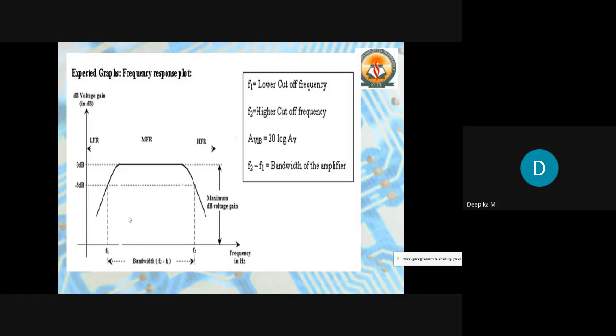What we can observe from this graph is that the gain is going to be constant in this mid frequency range. In this frequency range you can see the gain is almost constant. This is nothing but the bandwidth, and outside the lower cutoff frequency and higher cutoff frequency, the gain is going to be reduced. This you will observe in the practical session also.